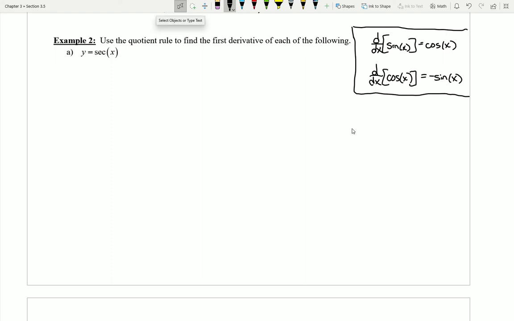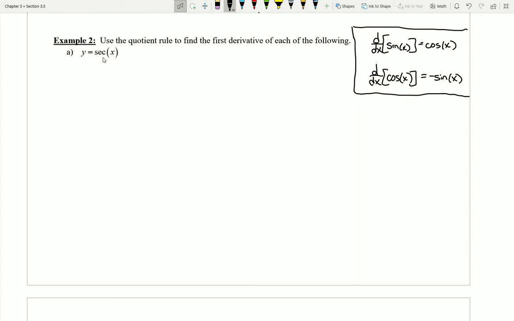So in the last couple of videos, we've established some new derivative shortcut rules. We've established that the derivative of the sine of x is the cosine of x, and the derivative of the cosine of x is the negative sine of x. And what's great is that we're actually going to be able to use these particular rules in association with the quotient rule that we learned about in the last section to actually establish derivative rules for all of the four remaining trig functions. I'm going to show you here how this works on part A of example 2.